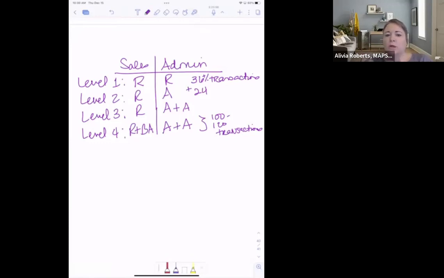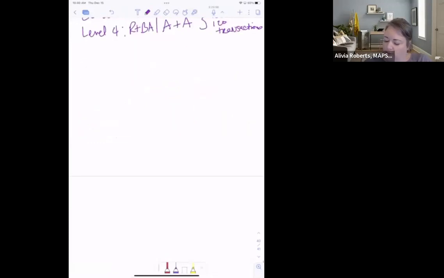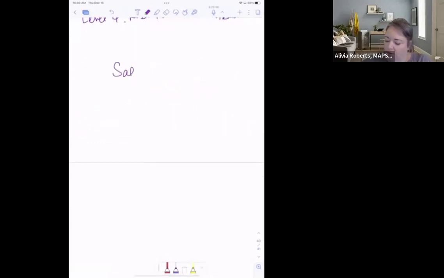Now, what I want you to understand is there's two sides of the business, right? You've got your sales side and your admin side. So when you look at level one, here you are. So you've got your sales and admin. So level one, it is the rainmaker, and guess who's doing the admin job also? The rainmaker.